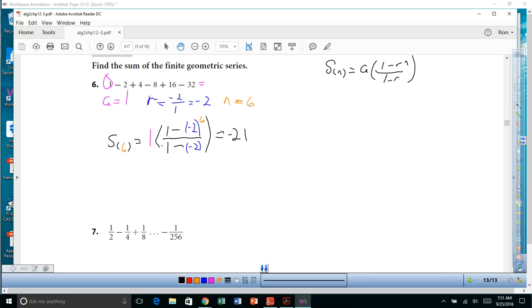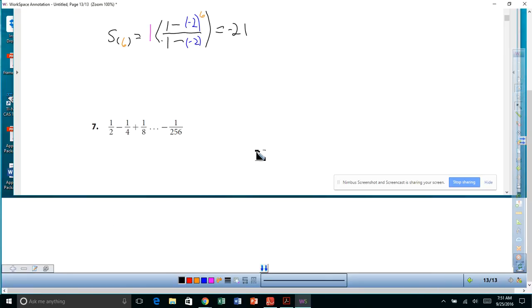What about number 7 down here? All right, stop the video and try this on your own first, and when you come back, we'll do it together. Glad you're back. A equals 1/2, and then R equals -1/4 divided by 1/2, that's going to give you -1/2.